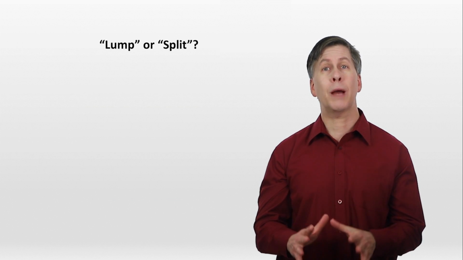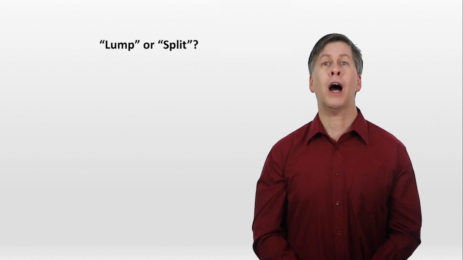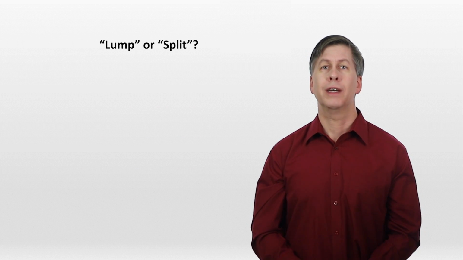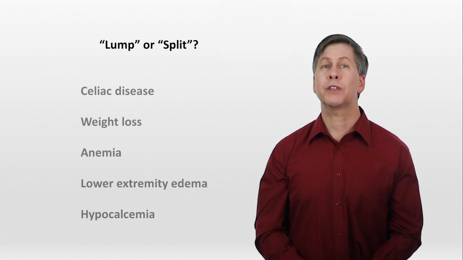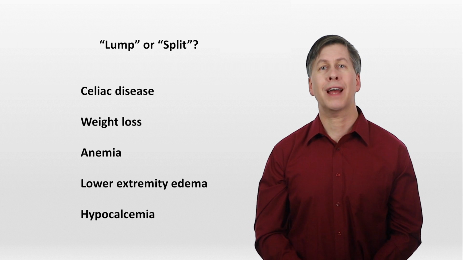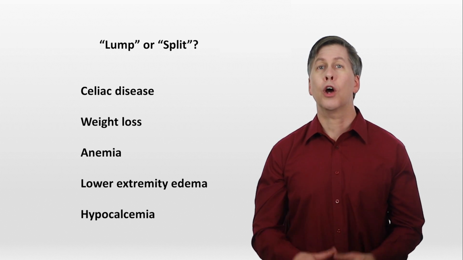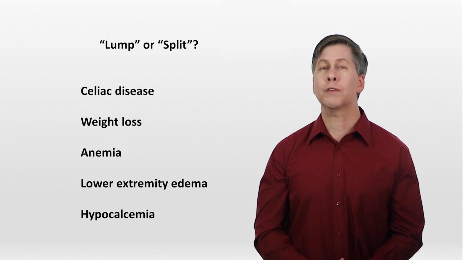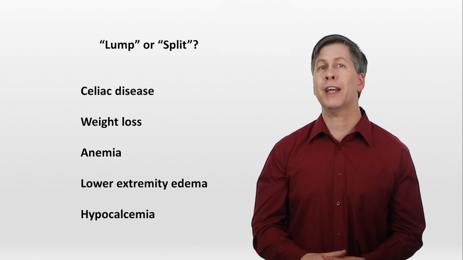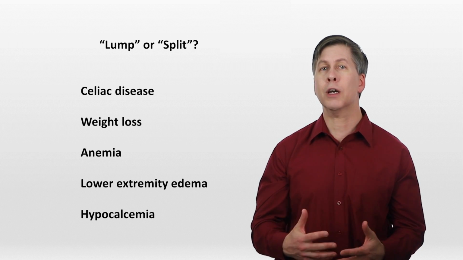So far, these two examples have been straightforward, but the optimal way to lump versus split is not always that obvious. Consider this list: a history of celiac disease, weight loss, hypocalcemia, anemia, and lower extremity edema. A first-year student with only superficial knowledge of celiac disease might see these as all unrelated.